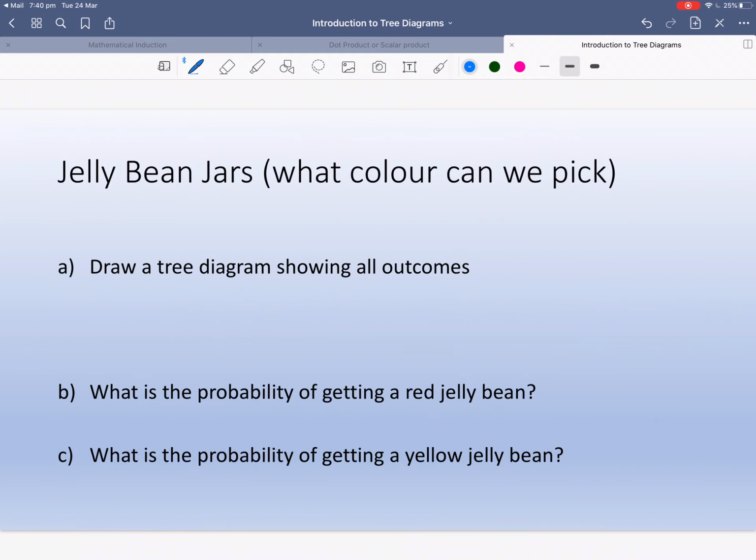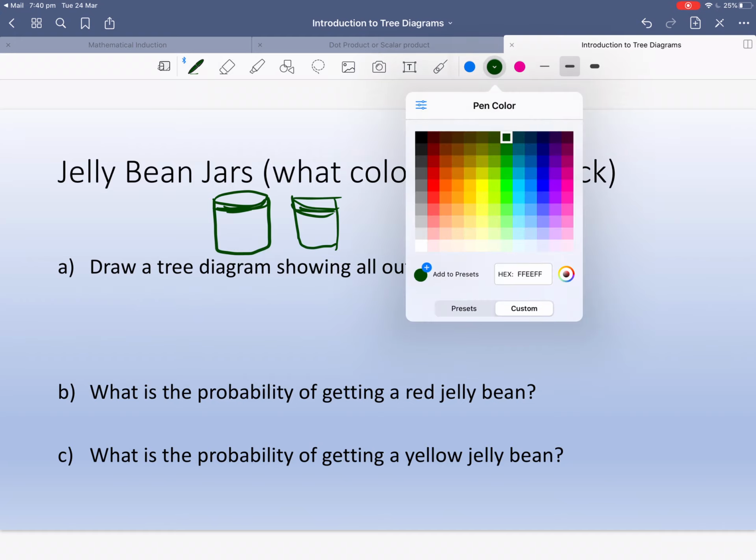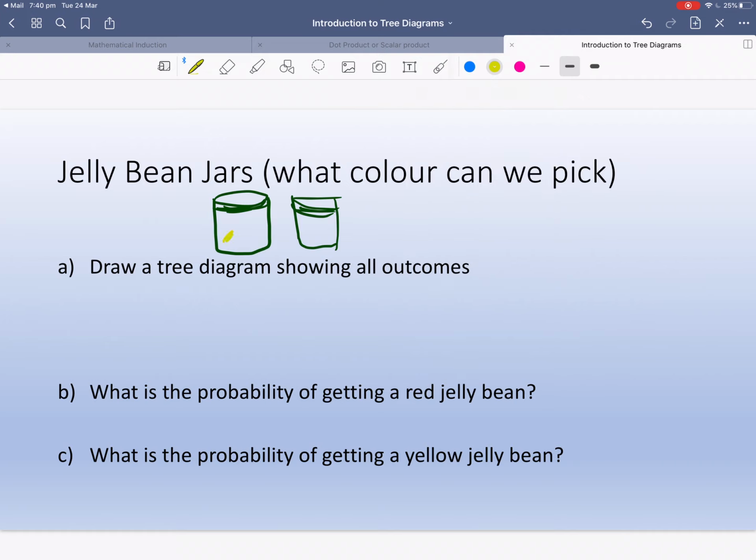Alright, here we've got 2 jelly bean jars. Here's the first jar, and here's the second jar. Now, these aren't very big jars. They're very small, actually. And they only have 2 types of jelly beans. They have 1, 2, 3 red jelly beans and 2. I'm just going to draw them in.